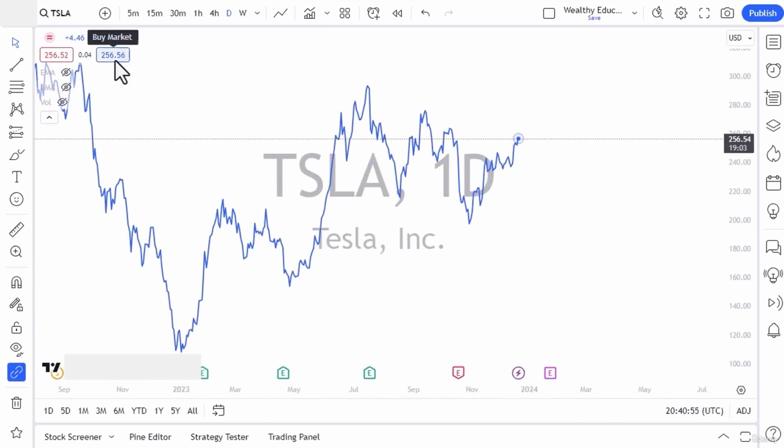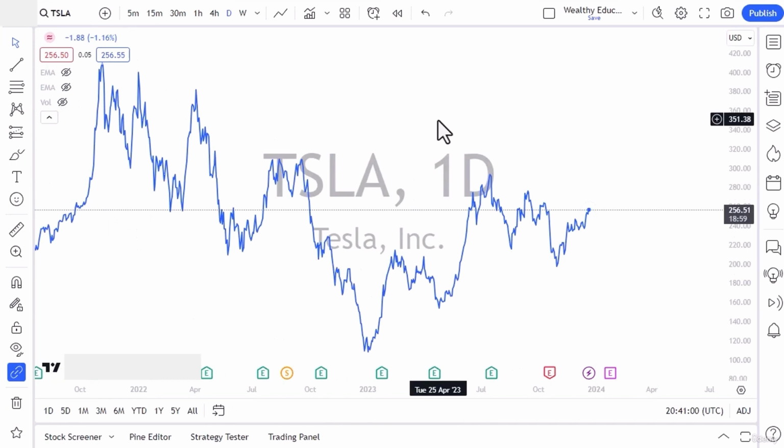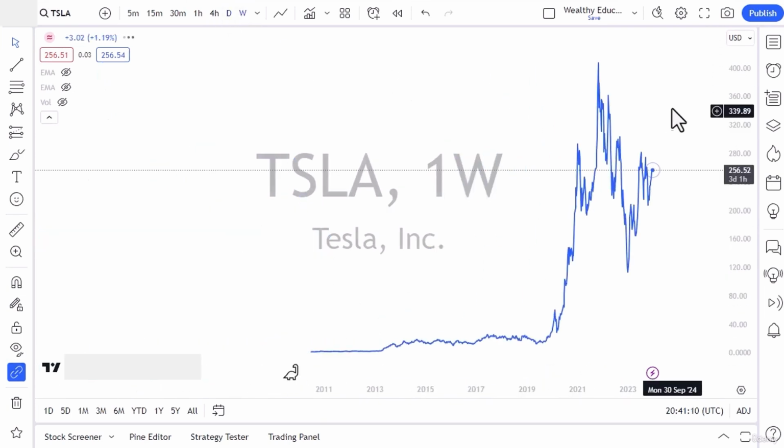There's a sell and a buy button here, and this tells you the spread. Right now there's a 3 to 5 cent spread. It just kind of depends on when you get involved. Time frames, of course, can give you an idea of what the market's doing longer term.